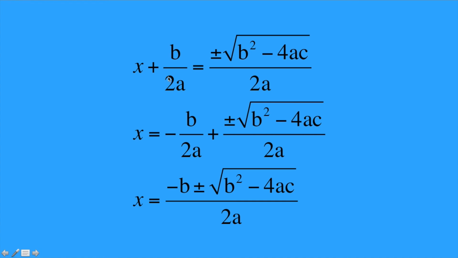And then you're just going to subtract b over 2a from both sides, and then combine those, since we have a common denominator, to get x equals negative b plus or minus the square root of b squared minus 4ac all over 2a. And that's how the quadratic formula is derived.